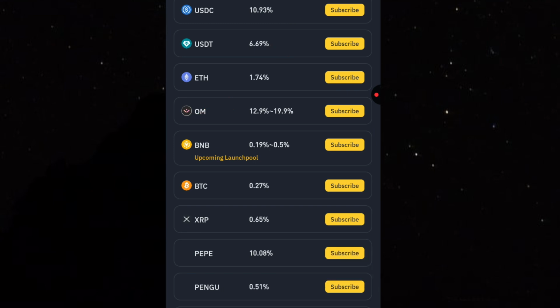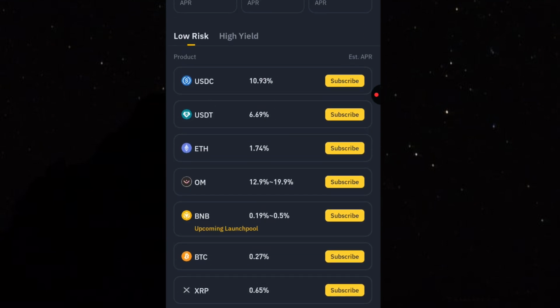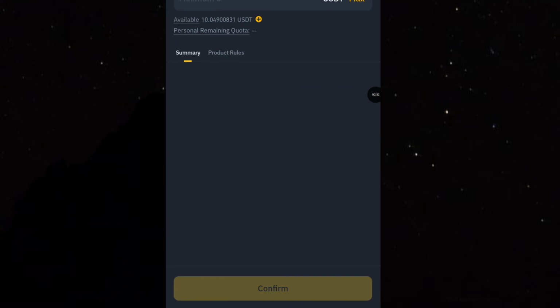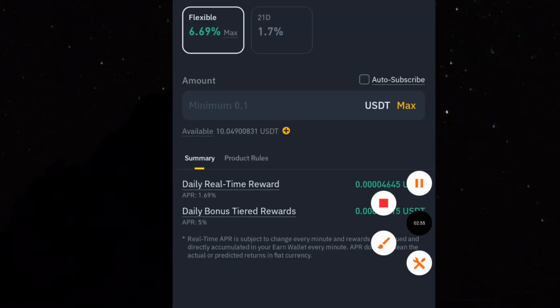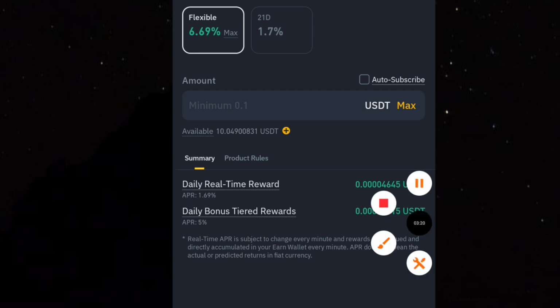So you can choose USDC or USDT if you're starting out, but generally all of them are amazing. You can choose the particular one you want. Because this is a beginners class, I'm just going to be starting with USDT. You click on USDT and it's going to get opened, and now you can find that there are two types. This is flexible, which is for 6.69 percent, and this other one is also flexible, but it is for 21 days. That means you can only lock your cryptos for 21 days, and of course it gets a 1.7 percent reward.